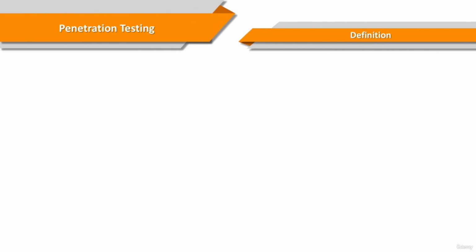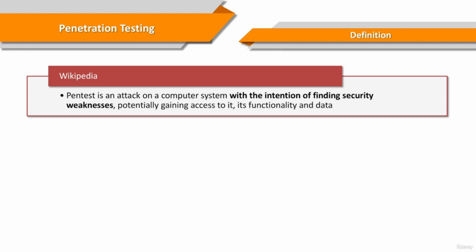So, first things first, what is the penetration test? To answer this question, I would like to show you 3 definitions from 3 different resources. Talk about reconnaissance. The first one is from Wikipedia. The definition of penetration test in Wikipedia is as follows, and I quote, "An attack on a computer system with the intention of finding security weaknesses, potentially gaining access to it, its functionality, and data," end quote. Now, I want you to pay attention to the words "with the intention of finding security weaknesses."